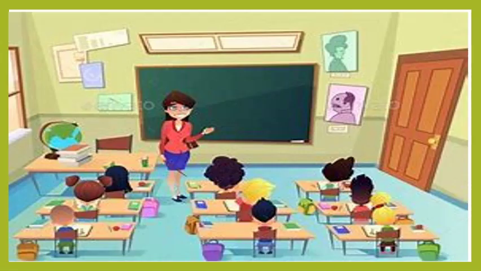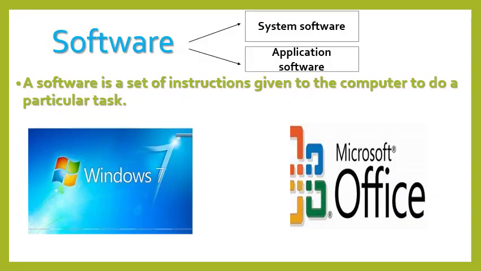Dear children, before getting to the lesson, let's recall the previous lesson. That is very helpful to learn this lesson. Okay, come let's see. What is software? A software is a set of instructions given to the computer to do a particular task. Example, Notepad, MS Paint, MS Office, Windows 7. These are the examples of software.